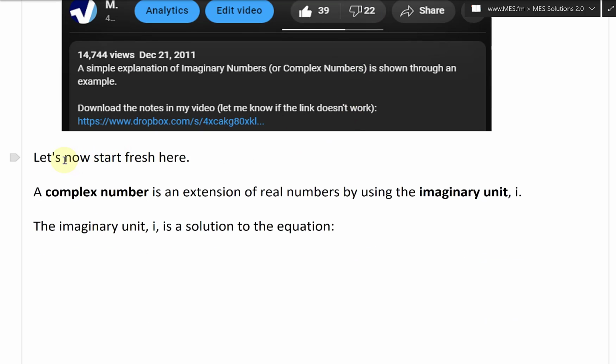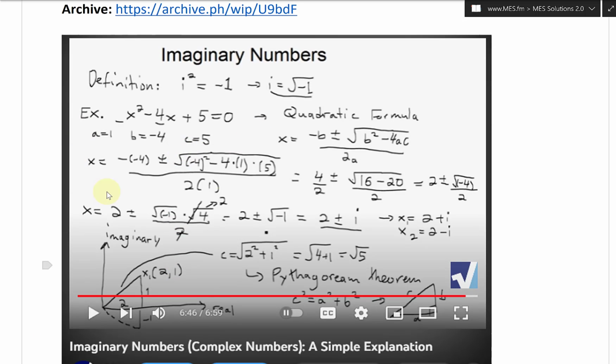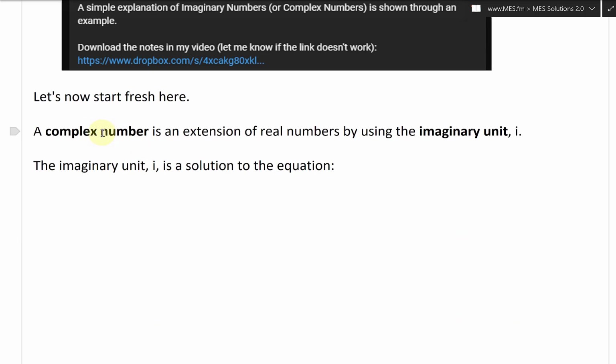So let's now start fresh here, because this is just not as clear. A complex number is an extension of real numbers by using the imaginary unit, I. The imaginary unit I is a solution to the equation x squared plus 1 equals 0. Real numbers can't solve this, because when you square, you always get a positive number.